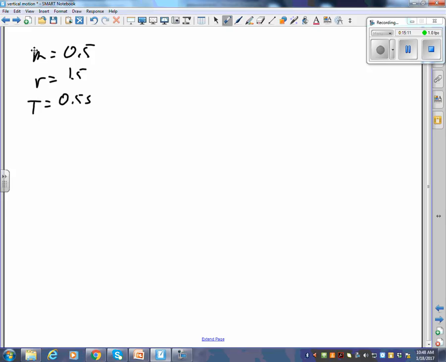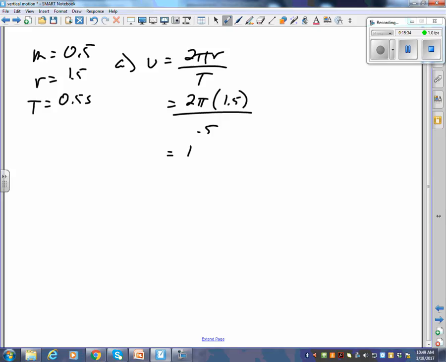Okay, so let's go with the easy one first. What is the speed of the body in its orbit? So again, this is part A. V is equal to the circumference, 2 pi r, divided by the T. 2 pi, the radius is 1.5, and the period is 0.5, and you get 18.8 meters per second. Pretty easy, really.